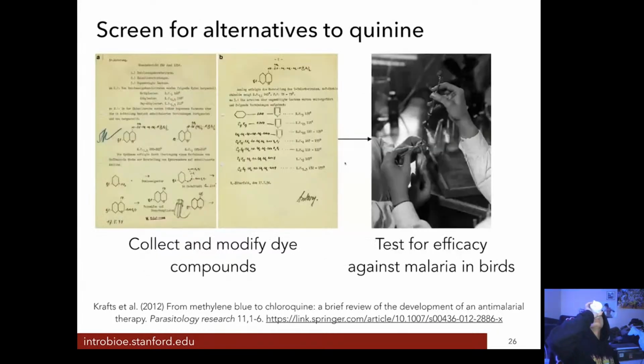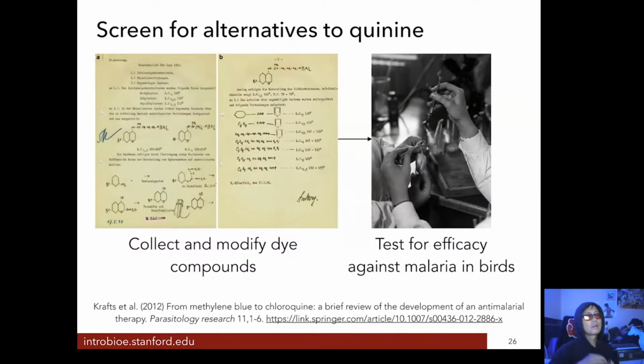And what they find, when they're doing this screening, they're actually testing for efficacy against malaria in birds. Turns out birds can get a form of malaria that's very similar to the form that affects humans. And so you can see whether a potential treatment for humans might work by giving malaria-infected birds whatever compound you think might function well as a medicine. Okay, so they're testing all these different dye compounds. They're trying to modify the compounds that they have in order to make new potential medicines.